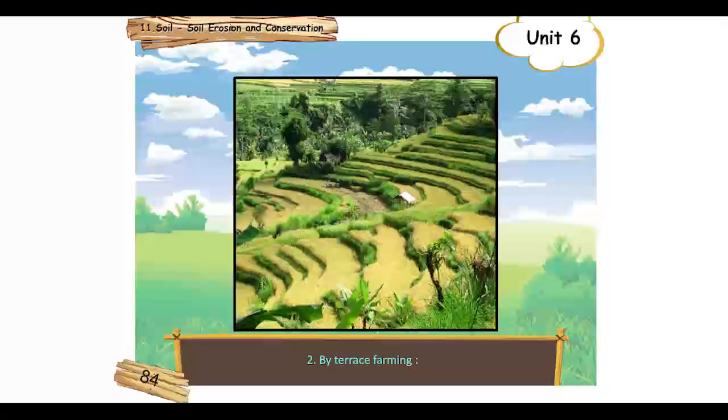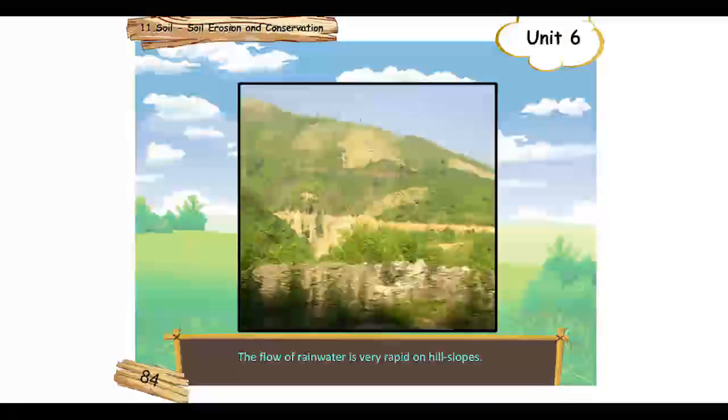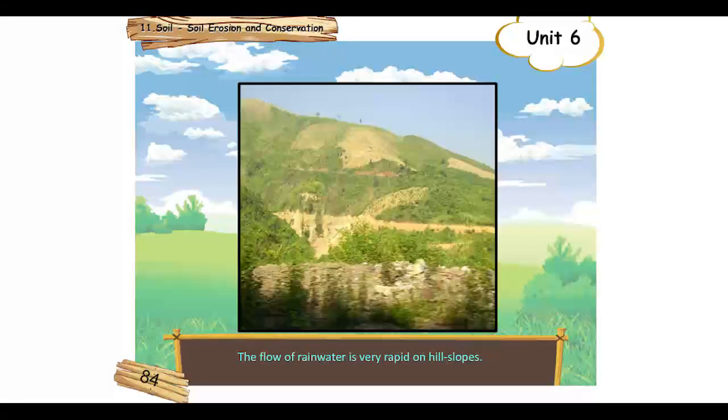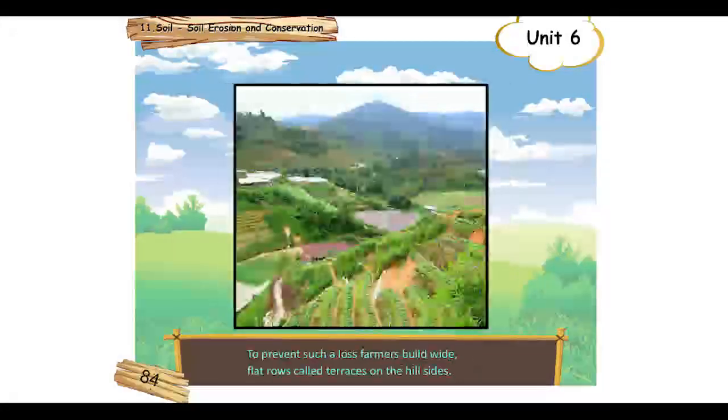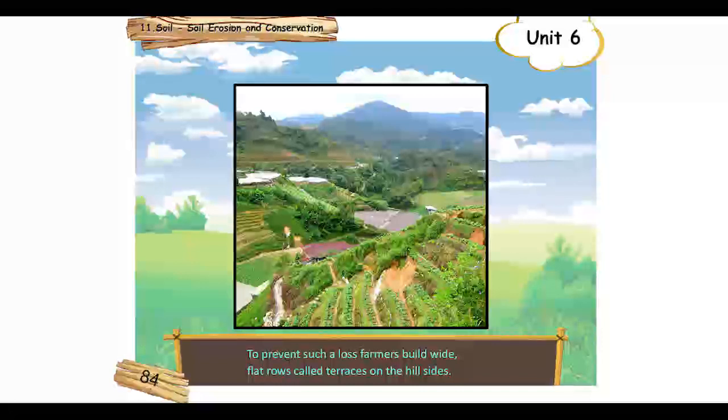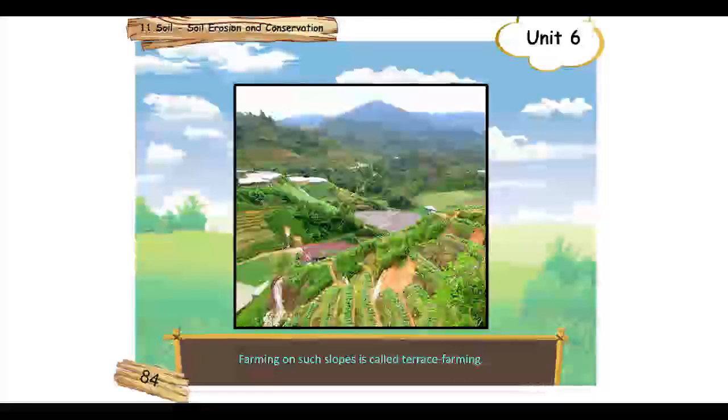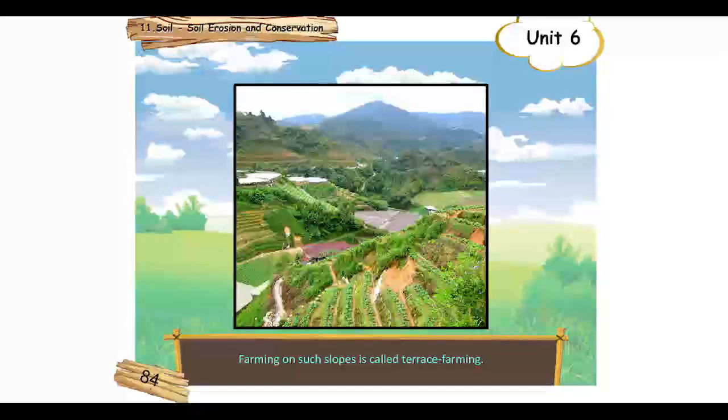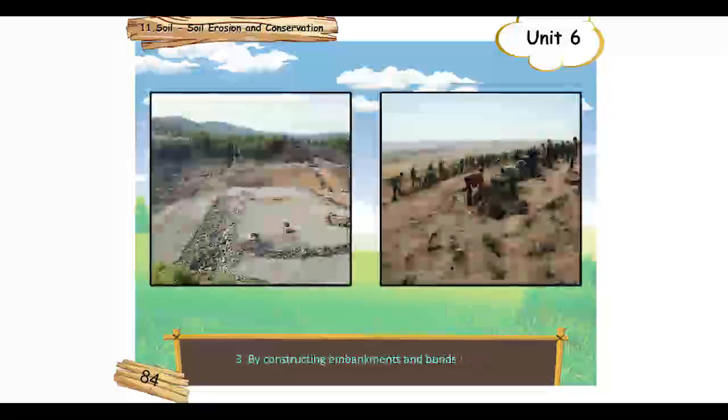2. By terrace farming. The flow of rainwater is very rapid on hill slopes. Such water washes away a lot of topsoil. To prevent such a loss, farmers built wide, flat rows called terraces on the hillsides. Farming on such slopes is called terrace farming.